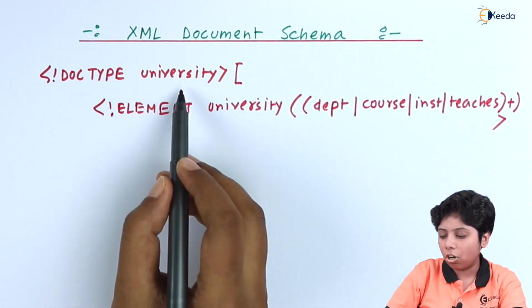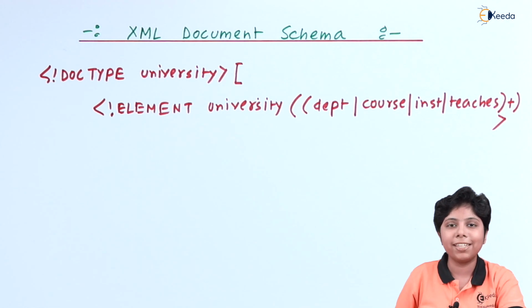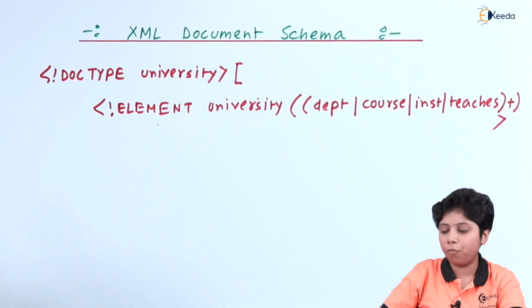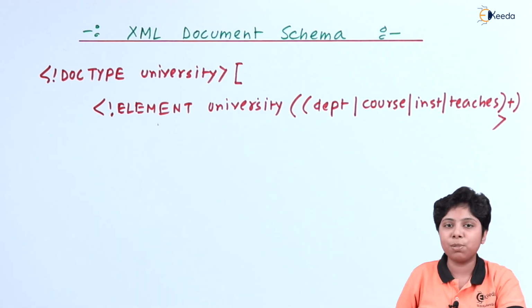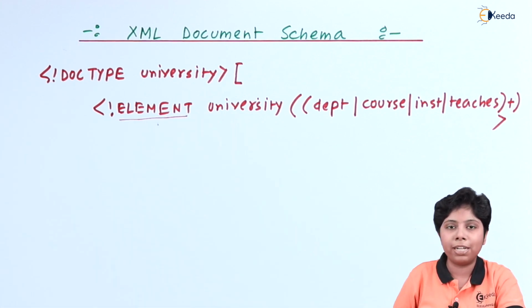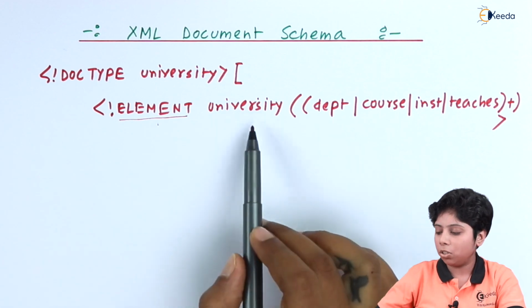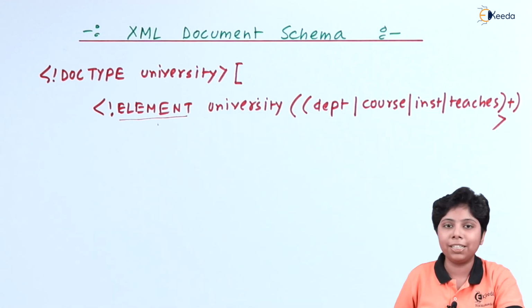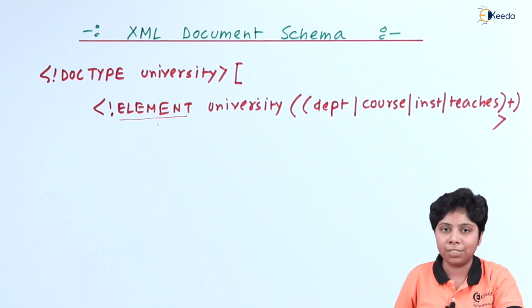I have mentioned the DOCTYPE university to signify the database university. When I mention ELEMENT before university, it means I am now considering university as a relation. Now it becomes an element in our XML definition. So the university has this, that is, every relation that is included in the element university.